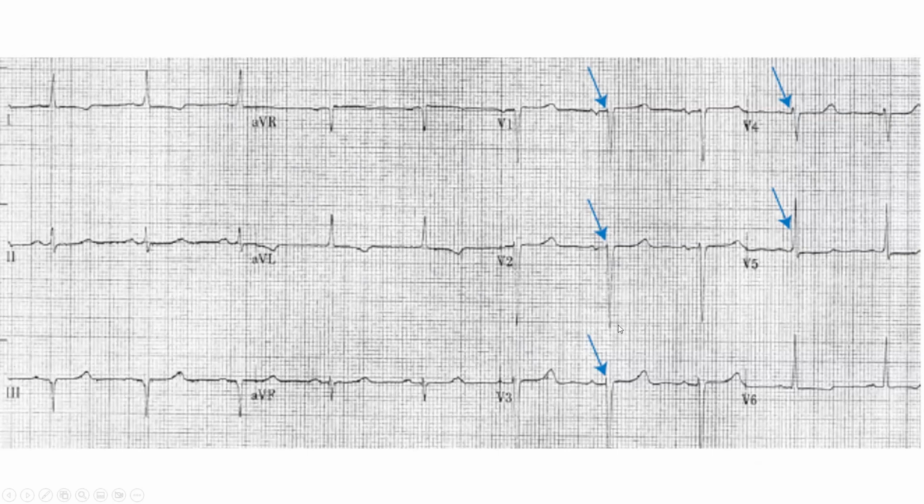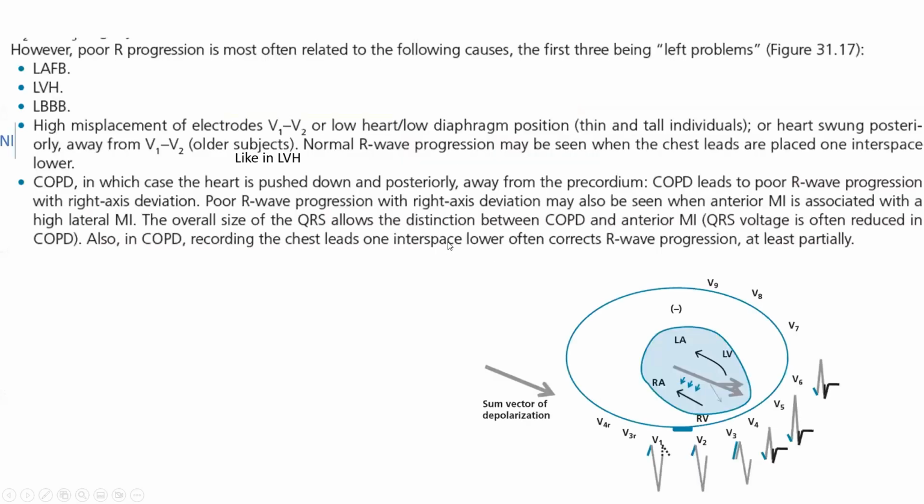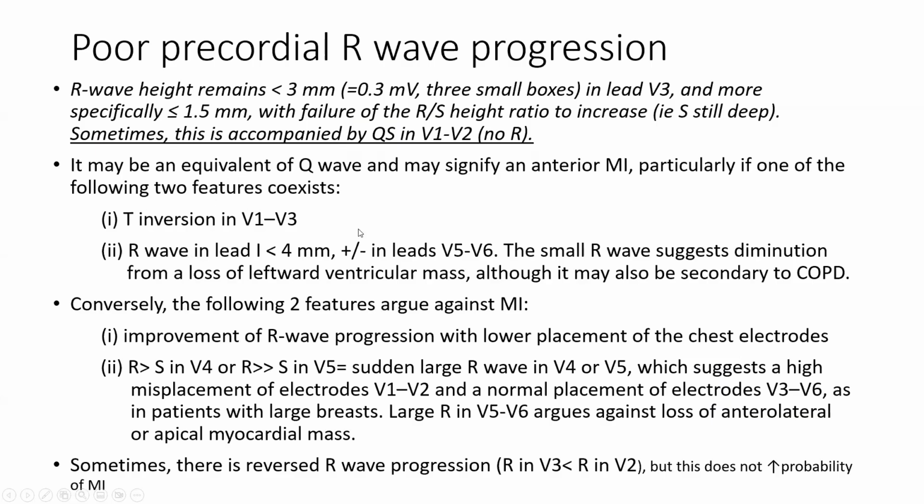Not in this case. For example, this case has really very poor R wave progression, even up until V4, but I can tell you this patient is unlikely to be an infarct. His R wave is still quite big in the lateral lead. Usually when you have an anterior infarct, you will have some lateral extension. That's why you will have diminished R in the lateral leads, 1 and AVL, or you may have T inversions in V1 through V3. So having those two features is supportive of prior infarct. Conversely, the following two features argue against an MI.